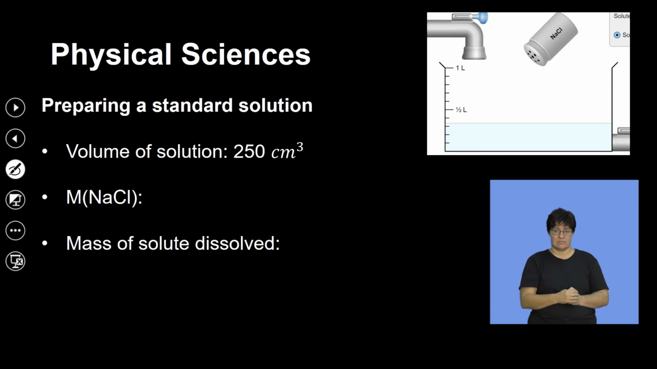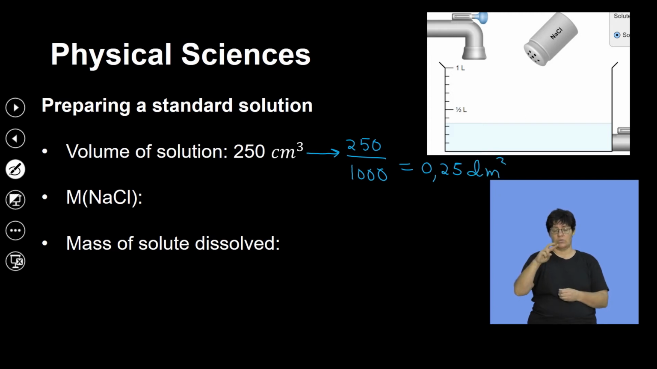So let's go through the steps. First of all, we have the volume. The volume is actually 250 cubic centimeters, but do we need to convert this? Yes. So it's 250 divided by 1,000, because in a cubic decimeter there are 1,000 cubic centimeters. This gives us 0.25 cubic decimeters. This is like a quarter of a liter or a quarter of a cubic decimeter.